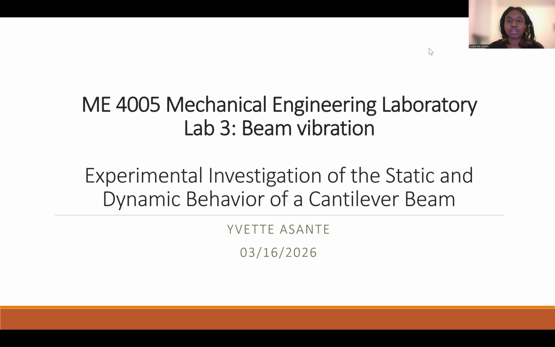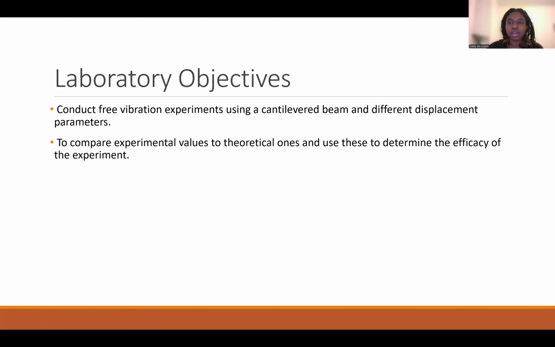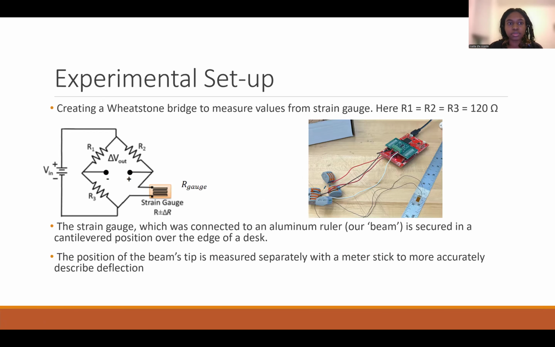This is my mechanical engineering lab 3 report, and the outline for the report. Our objective was to conduct free vibration experiments with a cantilevered beam and different displacement parameters. We also wanted to compare experimental values to theoretical ones to determine the efficacy of our experiment and reinforce our beliefs shown by theoretical data.